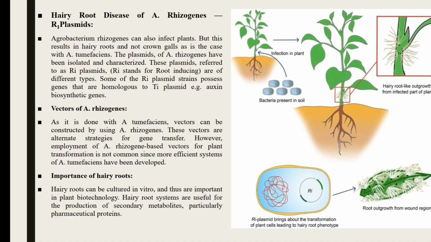Vectors of Agrobacterium rhizogenes. As is done with tumefaciens, vectors can be constructed by using rhizogenes. These vectors are alternate strategies for gene transfer. Importance of hairy roots. Hairy roots can be cultured in vitro, and thus are important in plant biotechnology. Hairy root systems are useful for the production of secondary metabolites, particularly pharmaceutical proteins.